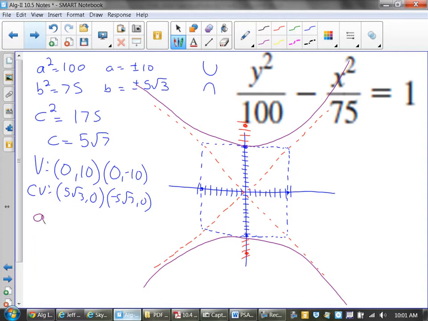And then your asymptote equation: it's A over B, so it'll be 10 over 5 root 3 x, so that is what? 2 root 3 over 3 x. Thank you. I had it here at plus or minus, but I forgot to write it down. And there's the slope.